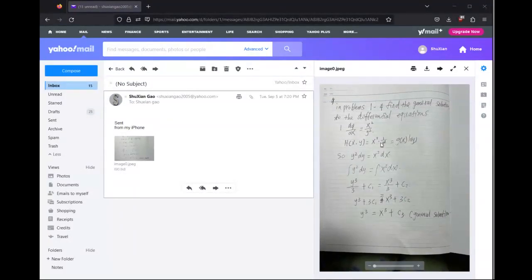I integrate both sides. The left side, the integral of y squared dy, is y cubed over 3 plus c1, and the right side is x cubed over 3 plus c2. So I multiply both sides by 3: y cubed plus 3c1 equals x cubed plus 3c2. I combine the constants, so y cubed equals x cubed plus c3 is the general solution.